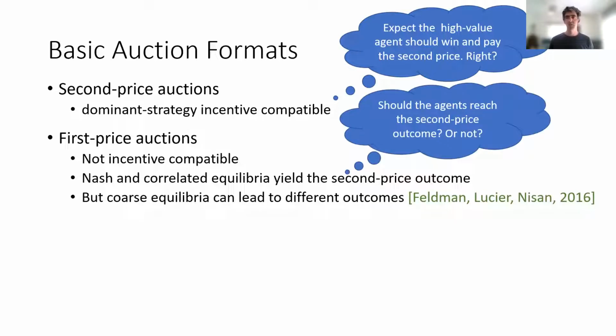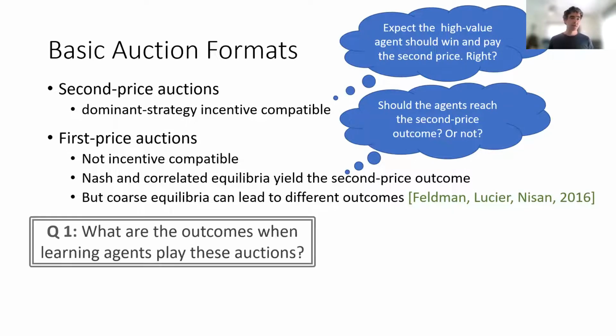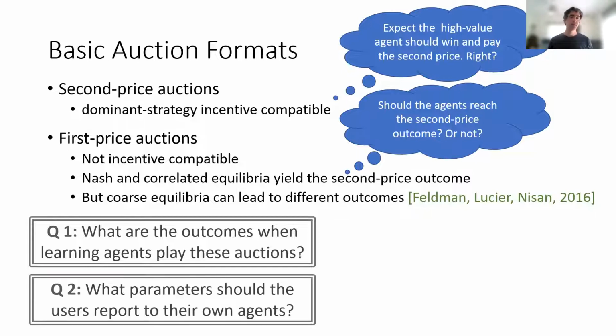So here it's less clear what we should expect. Are we going to get the second price outcome, or are we going to get one of these other equilibria? So the questions we are going to ask are, first, what are going to be the outcomes when learning agents, specifically regret minimizing agents, play these auctions? And second, what parameters should the users report to their own agents? Specifically, is it in the best interest of a user to truthfully report his value to his own learning agent? It may seem natural because the agent is optimizing for this value, but we'll see.